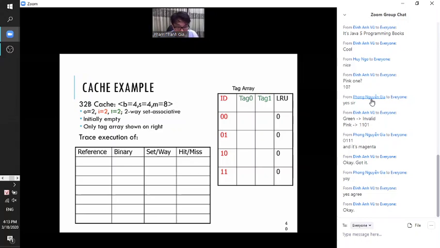And we have two-way set associative, so the number of sets is 4. It means we will have an index from 00 to 11, 4 sets. The block size is 4, so the offset is 2 bits. The index is 2 bits, the offset is 2 bits, and we have a tag of 2 bits.